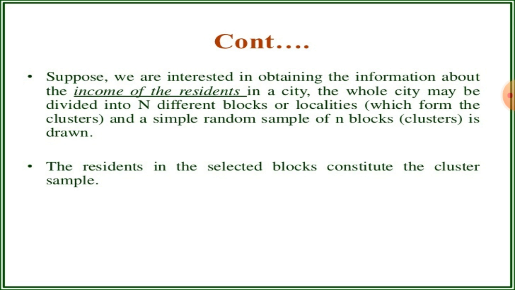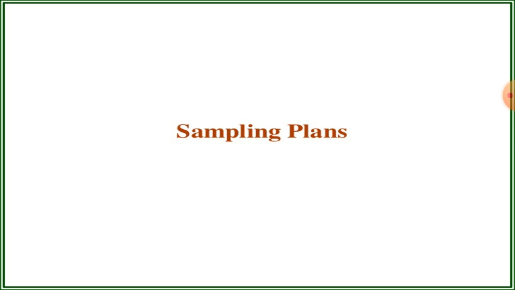Suppose we are interested in obtaining information about the income of the residents in a city. The whole city may be divided into n different blocks or localities which form the clusters. A simple random sample of small n blocks, that is clusters, is drawn. The residents in the selected blocks constitute the cluster sample.